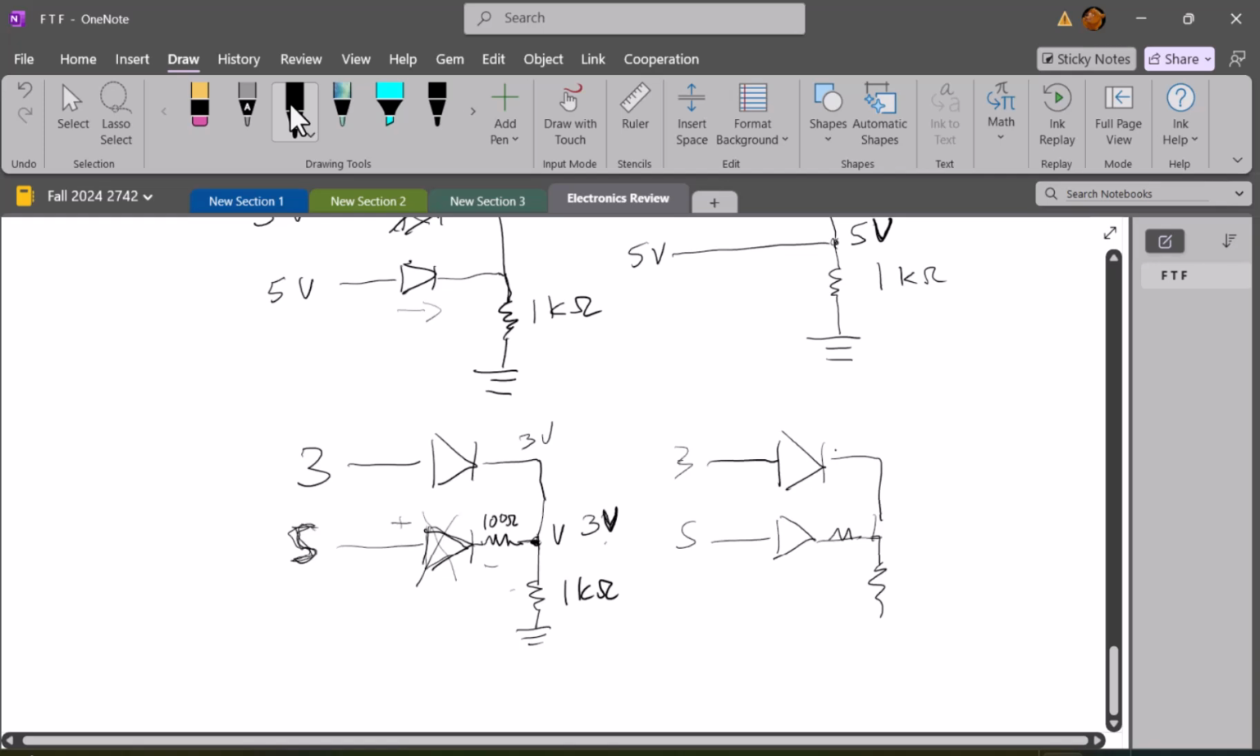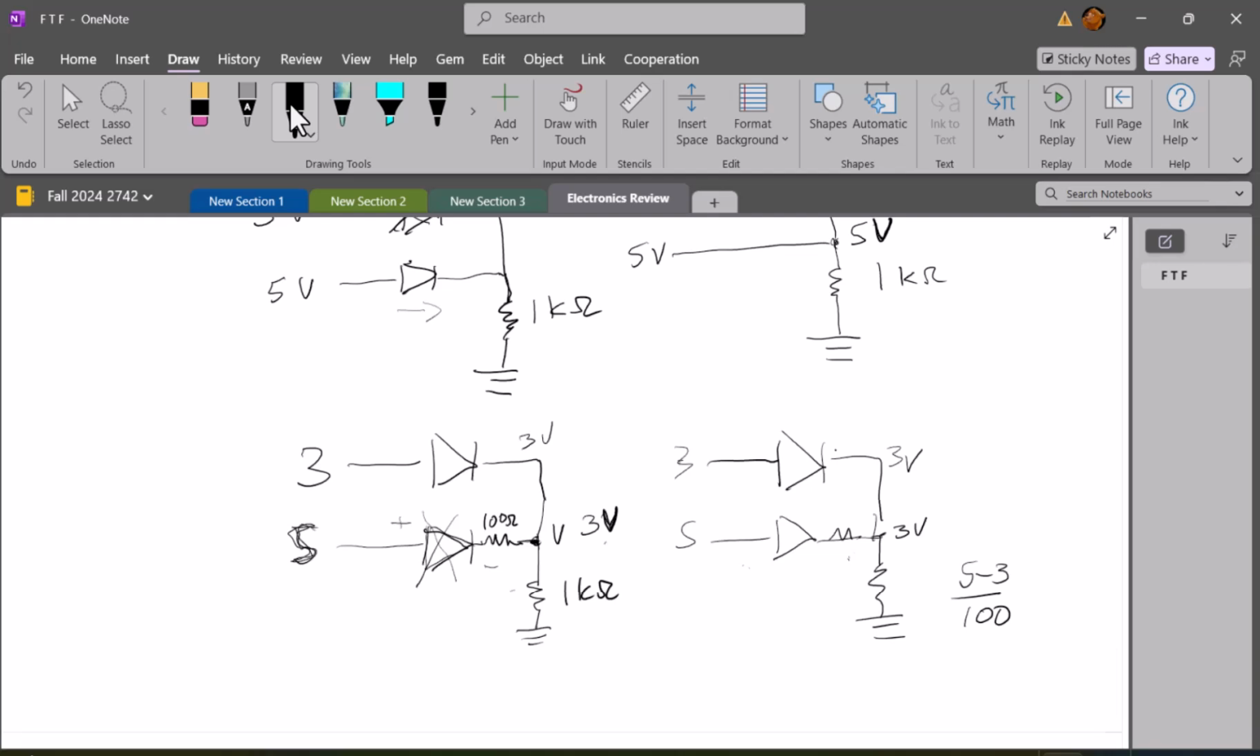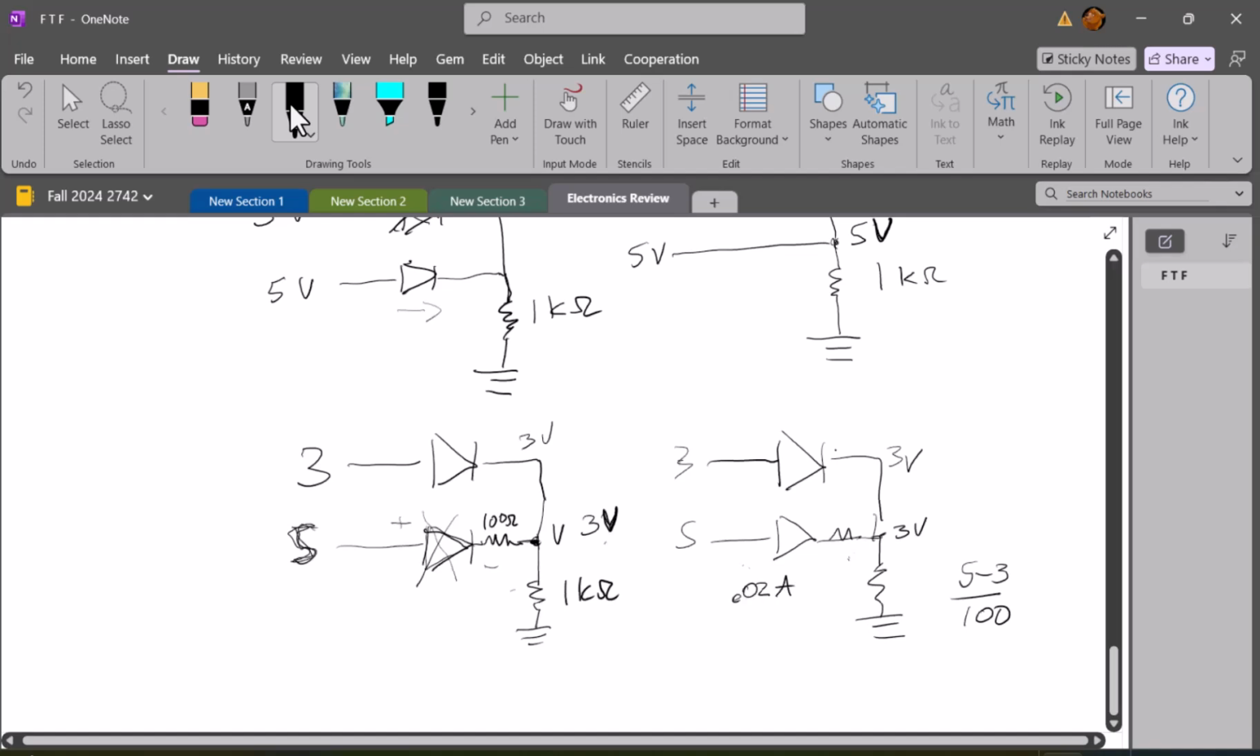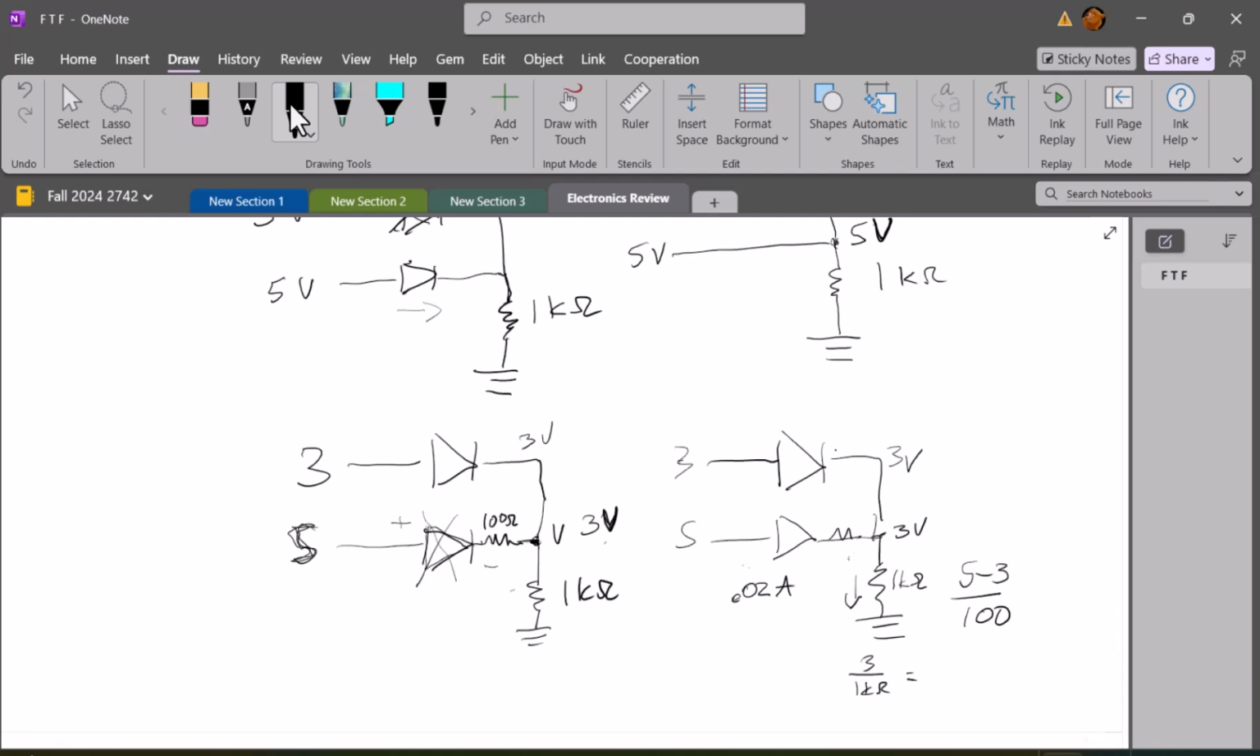Now it still has to be true that I have 3 volts here. So that means that my current through this bottom diode has to be 5 minus 3 over 100, which is 0.02. So my current through the bottom one has to be 0.02 amps. And then my current through this part right here has to be 3 over 1 kilo ohm, which is 0.003.